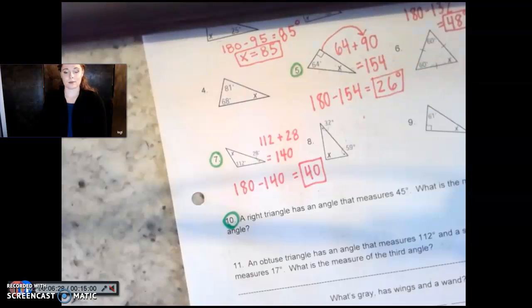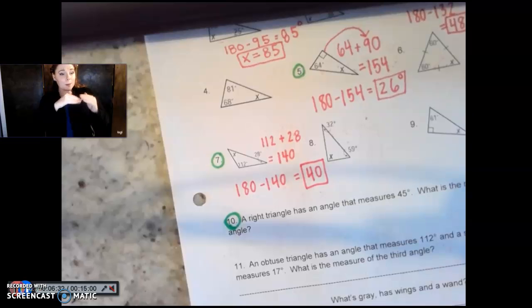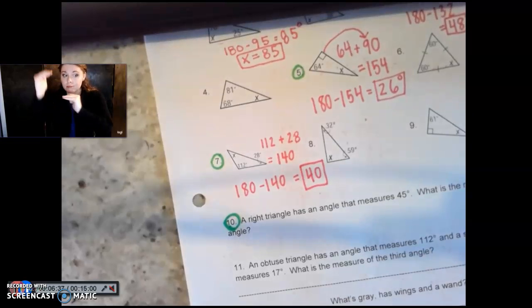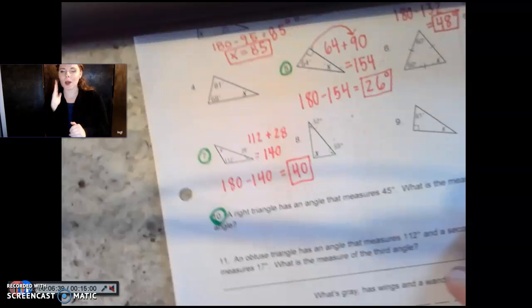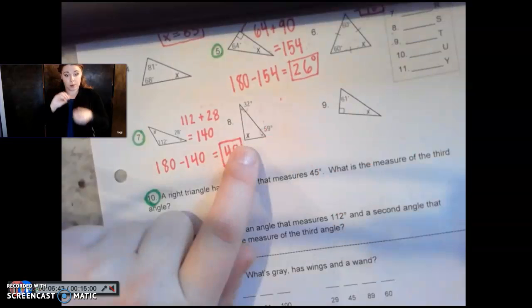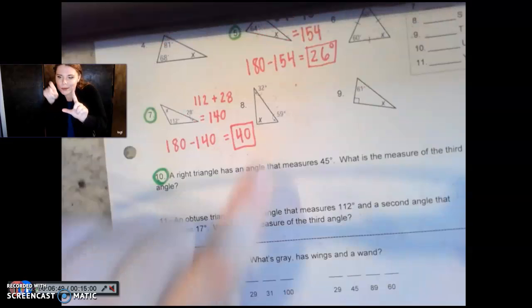Your answer should make sense. If it's an acute angle, it should be less than 90. If it's obtuse, it should be more than 90. And if it's close to 90, then it should look close to a 90-degree angle or a right angle. Like if you look at number 8, this looks like it should be 90, but we can't assume that because it does not have a square. So you would actually have to solve for that.